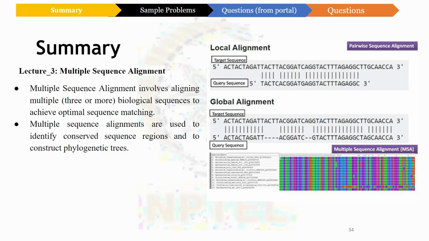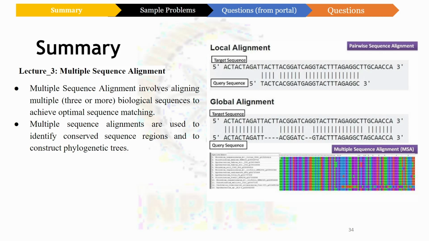Second, we have a concept called multiple sequence alignment, of which we had a brief intro. Multiple sequence alignment involves aligning multiple, that is 3 or more, biological sequences to achieve optimal sequence matching. They are used to identify the conserved regions and to construct phylogenetic trees, which is our main concept today. These phylogenetic trees help us to understand the functional and evolutionary relationship between different species or groups of organisms.